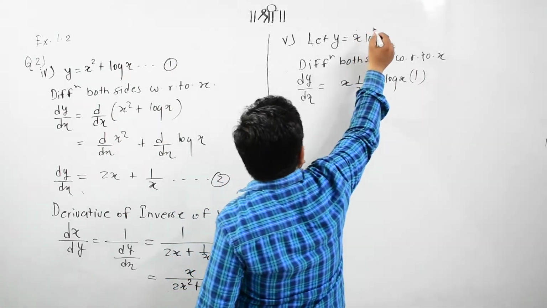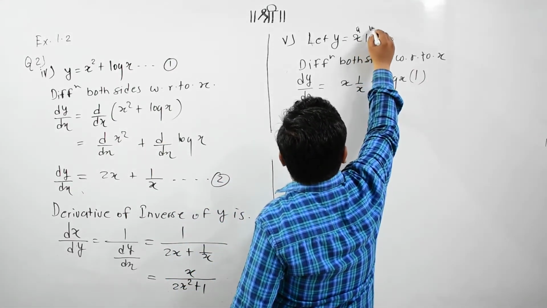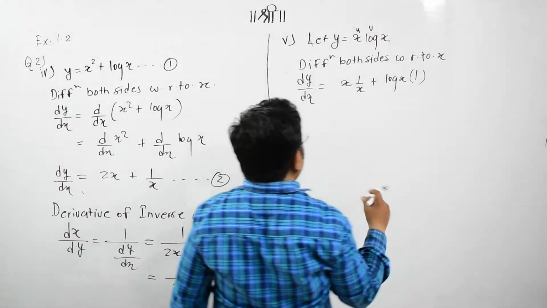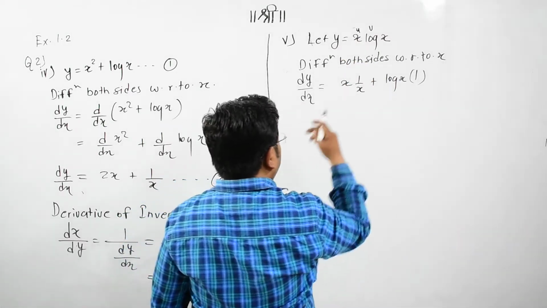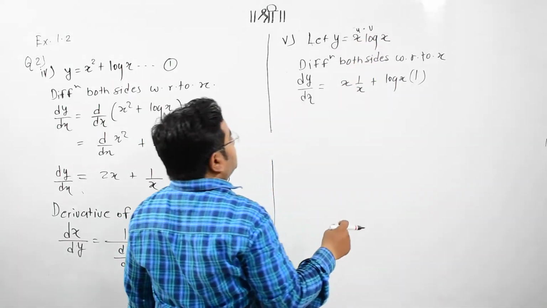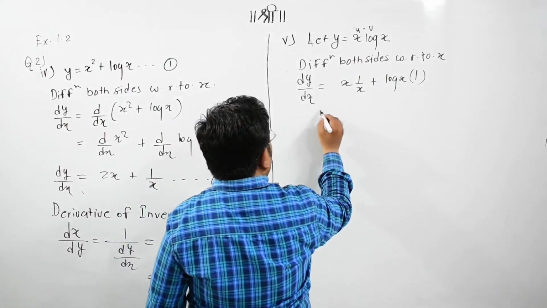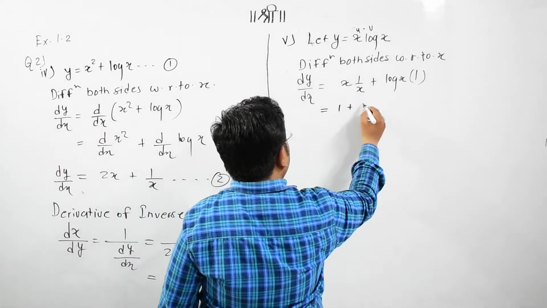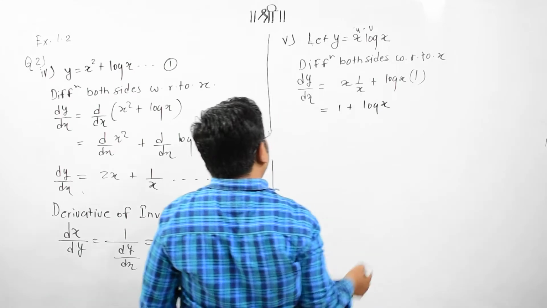So, this is u, this is v. I am writing it directly, for those who are looking at this equation; they should look at it in this form. So, differentiating both sides, I am getting this. What is the final answer? 1 plus log of x, that is a very beautiful answer.